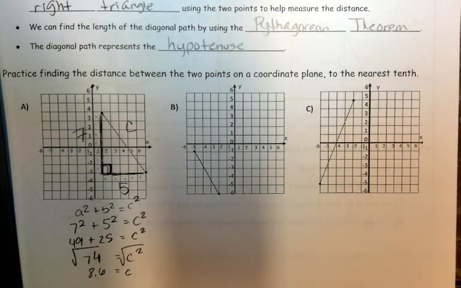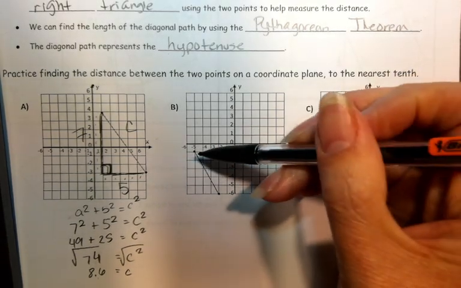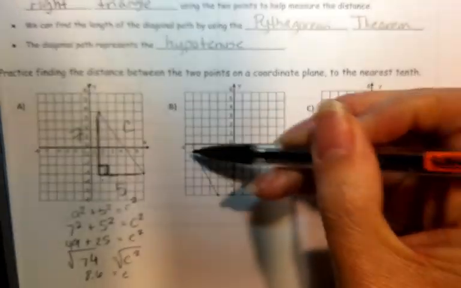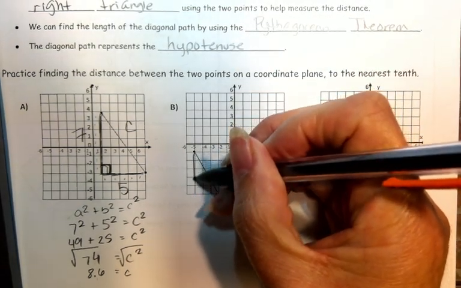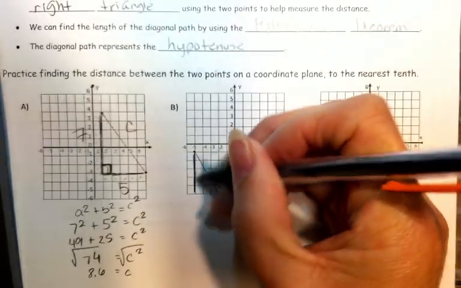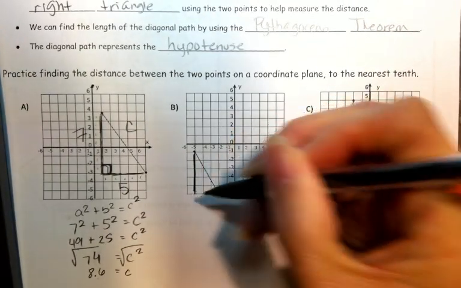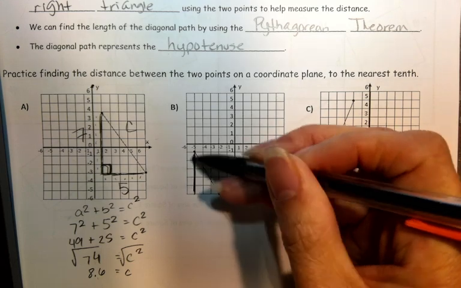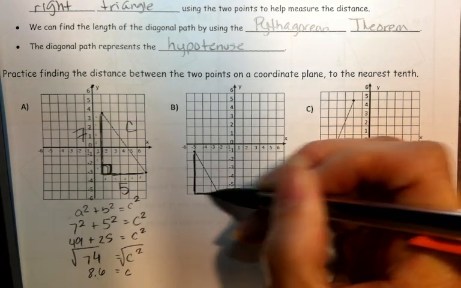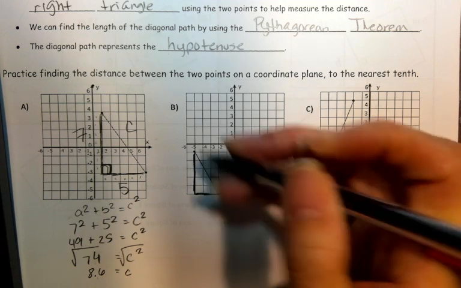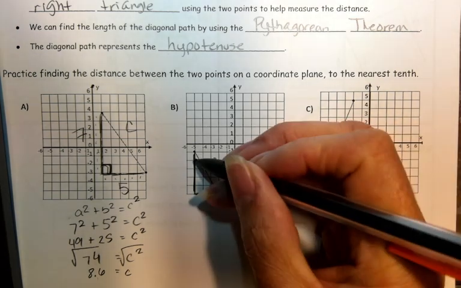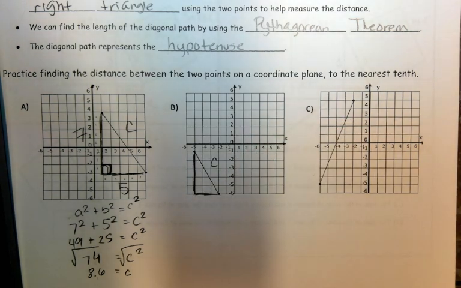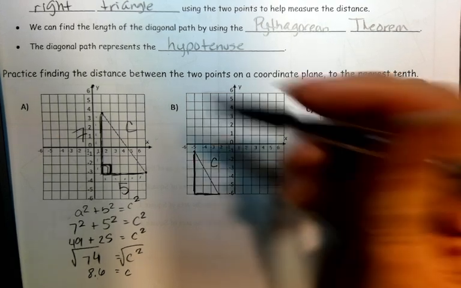All right, so then we got our next one. We're going to make a right triangle. So I can make it upside down or I can make it right side up. Doesn't matter. So I'm going to go ahead and make my right triangle like so. Again, when you're making your legs, you need to make sure that they are exactly vertical and exactly horizontal. Okay, that's what makes it the legs. The diagonal is our hypotenuse, and our legs are A and B. So we're going to go ahead and figure out the distance of A and B.